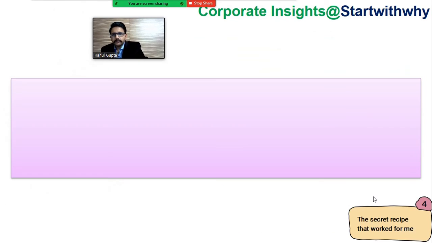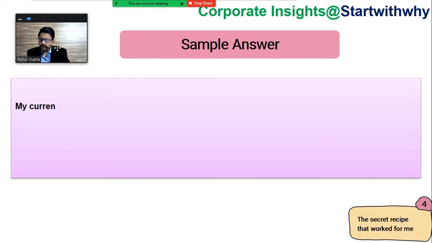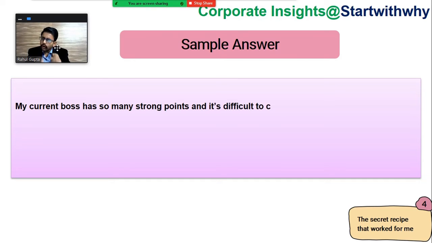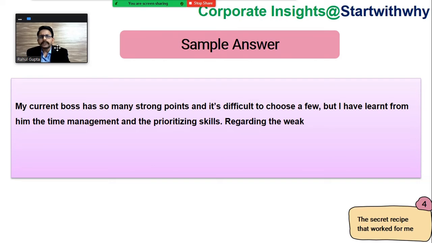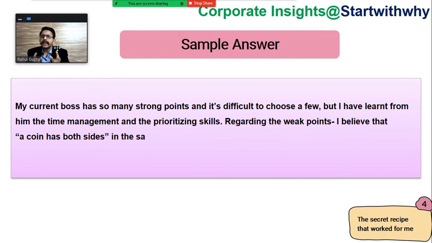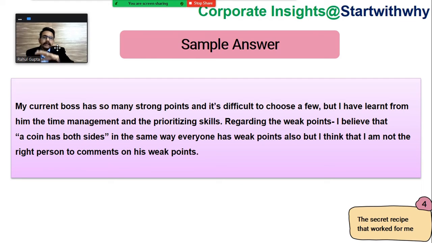So let's directly jump to the sample answer. You can say, hello sir, hello ma'am, my current boss has so many strong points. Always start with the positive points. It is difficult to choose a few, but I have learned many different things from him. A few of them are time management and prioritizing skills. He was very fantastic in that, and he always used to teach me what you should do for time management or prioritizing skills. Then comes the weak points.